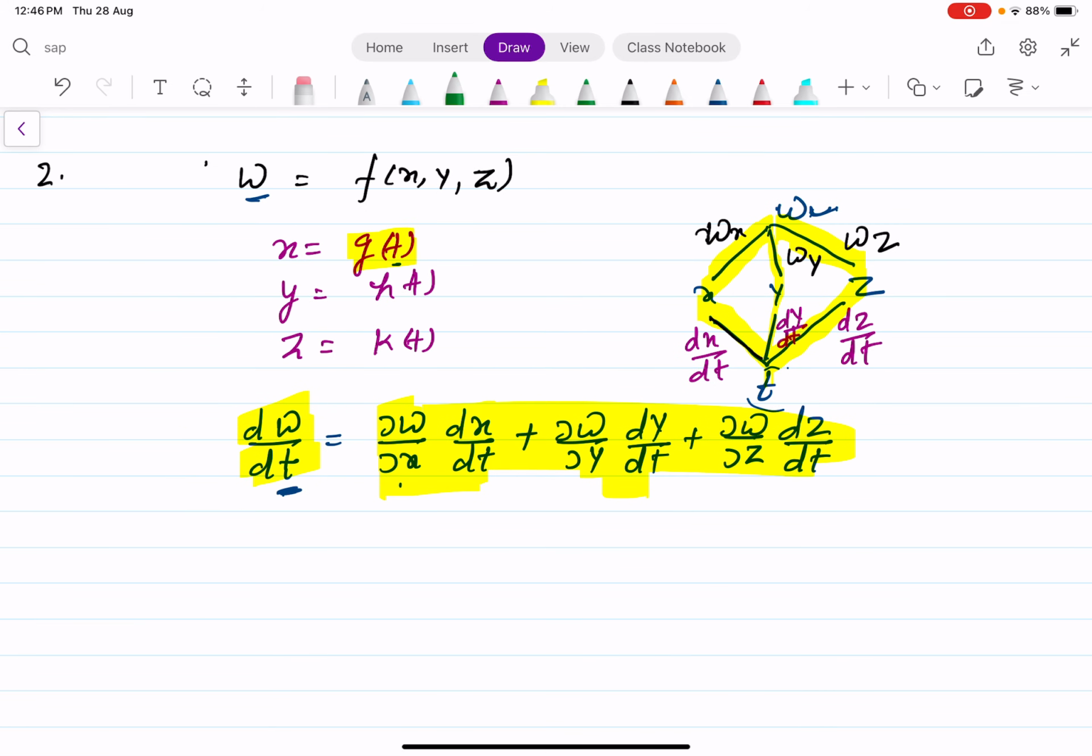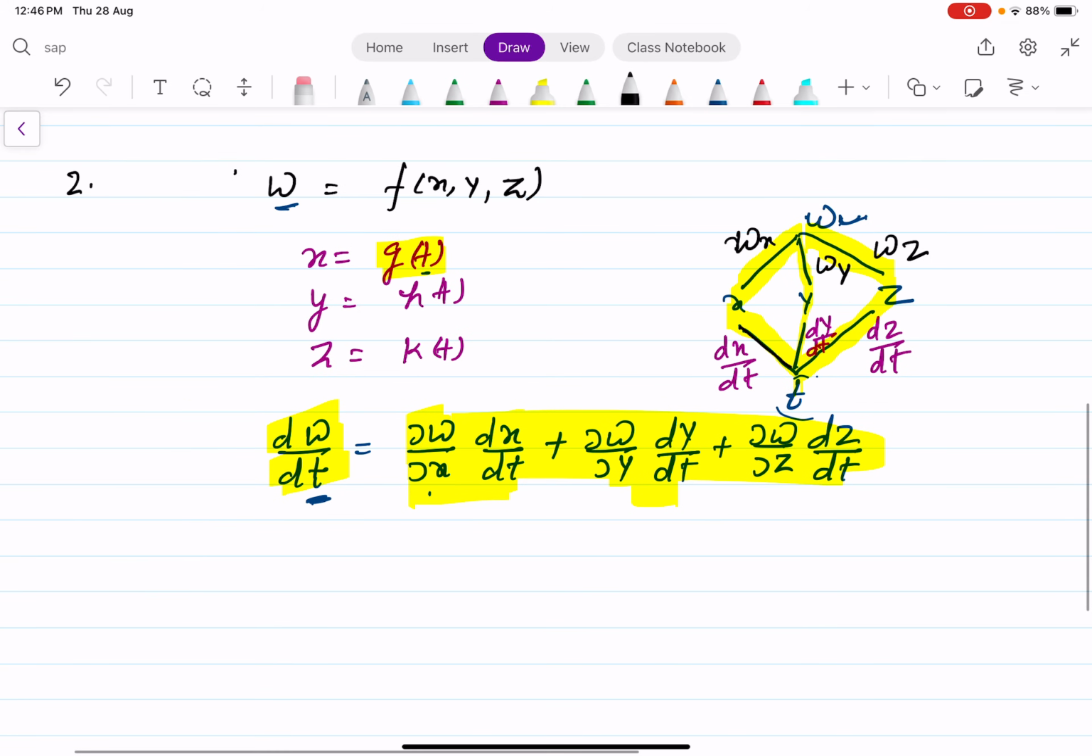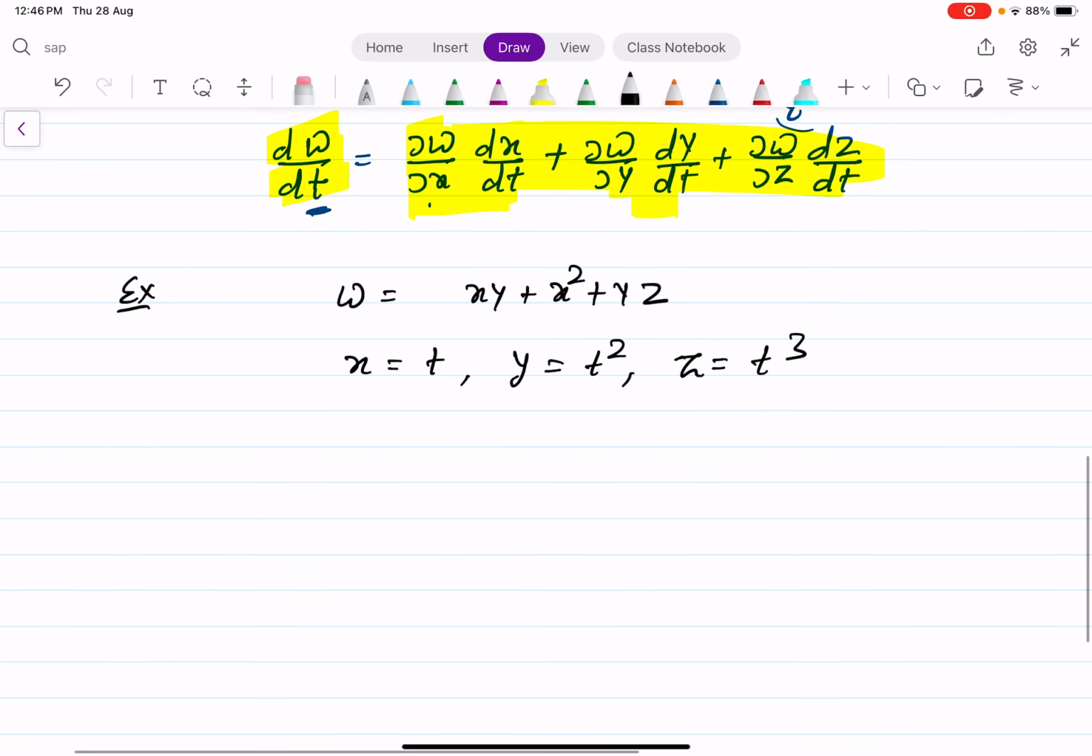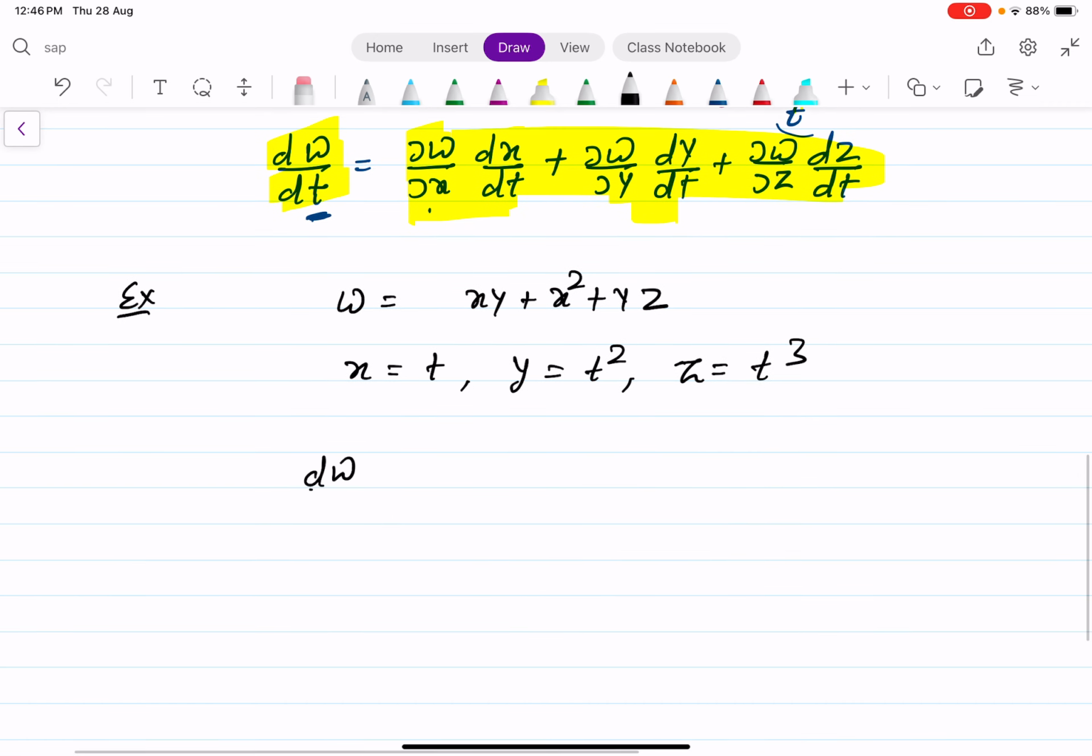Let us take an example: w equal to xy plus x square plus yz, and x equal to t, y equal to t square and z equal to t cube. So w is a function of x, y, z, and x, y, z are functions of a single variable, that is t. So let us compute dw by dt. Put it into the formula, use this formula, dw by dt equal to del w over del x.